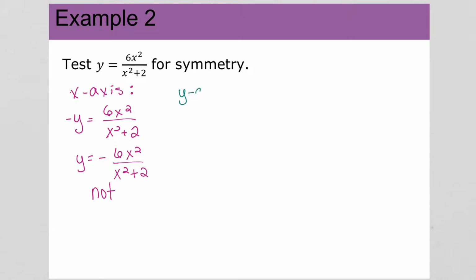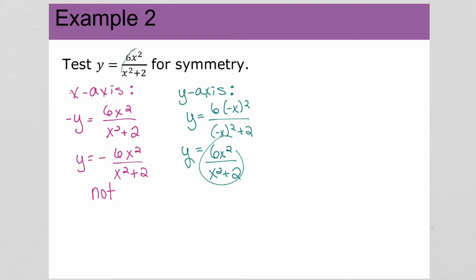Then we'll test for the y-axis. So for the y-axis, we plug in negative x for x. Negative x squared is negative x times negative x, which is positive x squared. So 6x squared, and then we've got x squared, and then plus 2 on the bottom. Now you can see that these 2 equations are the same. So we know it is symmetric with respect to the y-axis.